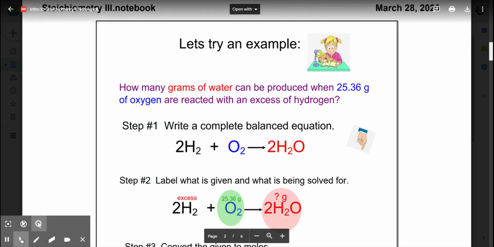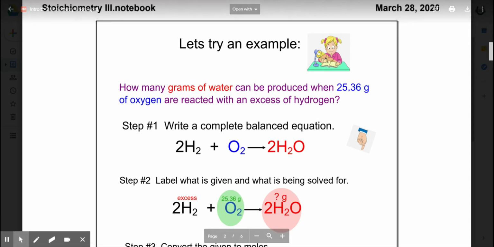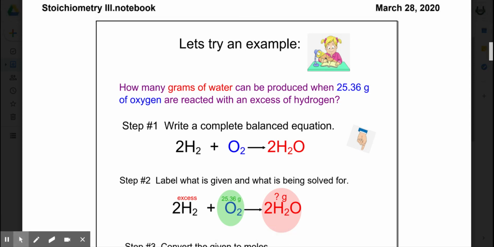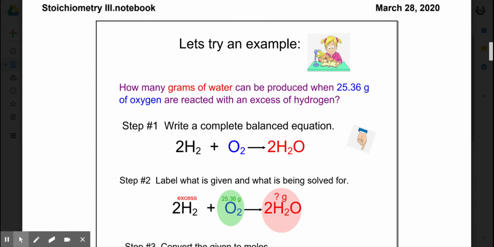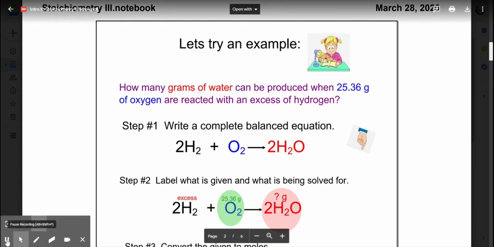Let's go ahead and try an example together. Here's the problem. How many grams of water can be produced when 25.36 grams of oxygen are reacted with an excess of hydrogen? So as we stated previously, step 1 is to write a complete balanced equation. We actually used this equation previously in the molar ratio section.